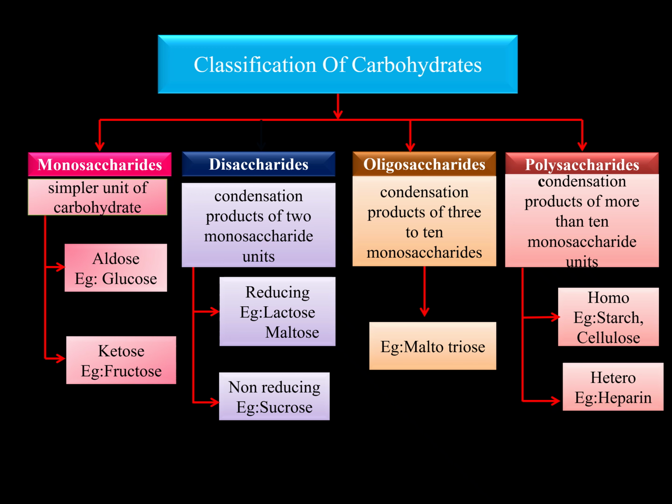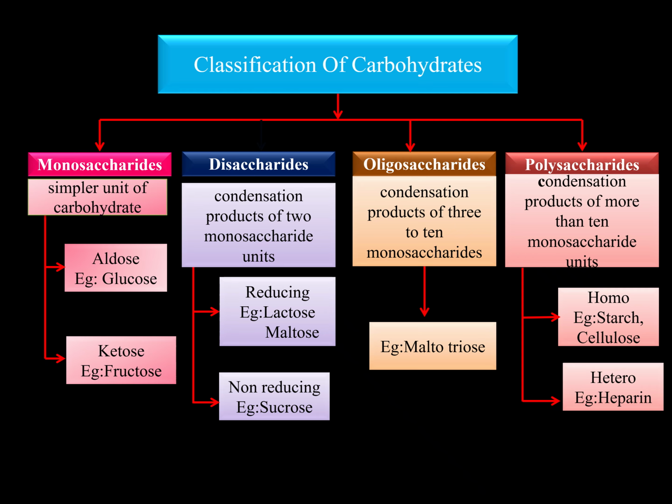Polysaccharides contain more than 10 monosaccharides and can be very large. They are mainly used for storage of energy and structural function. Examples are starch, glycogen, and cellulose.